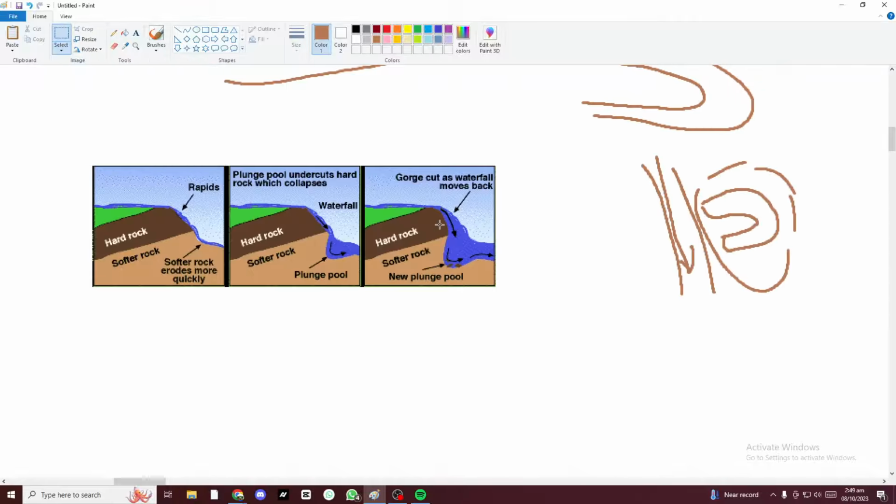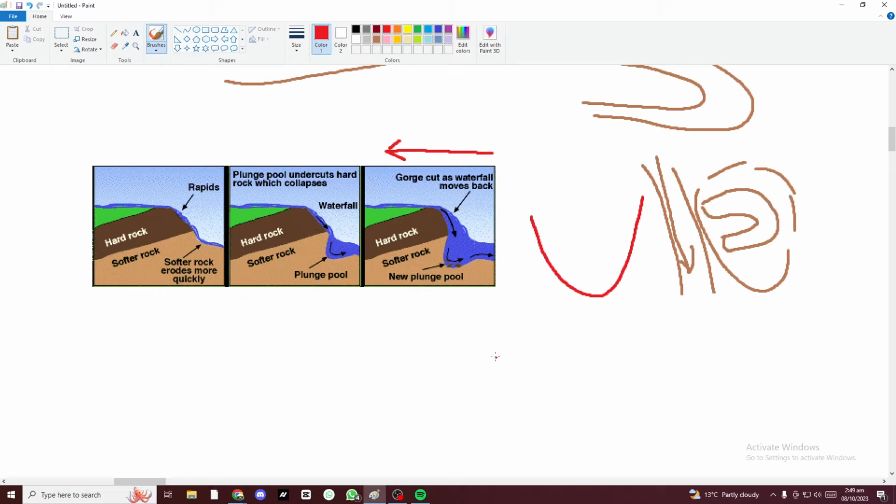So gorges are a deep-sided valley caused by waterfall retreat. So over time, this waterfall will move backwards. Waterfalls are never moving forwards, they're always moving backwards. So once this waterfall has moved back far enough, it will create a gorge. So it will look like this. And yeah, that's just what a gorge is.